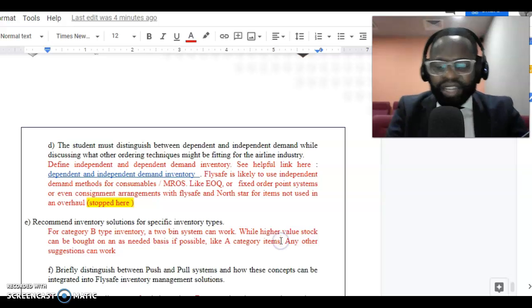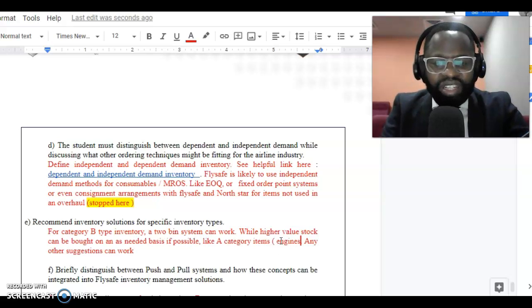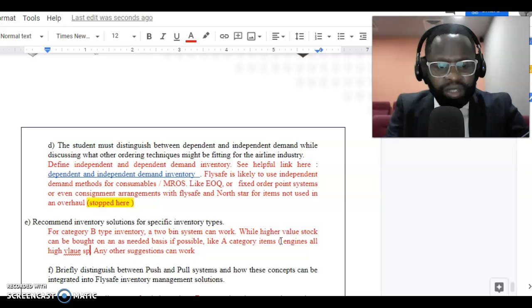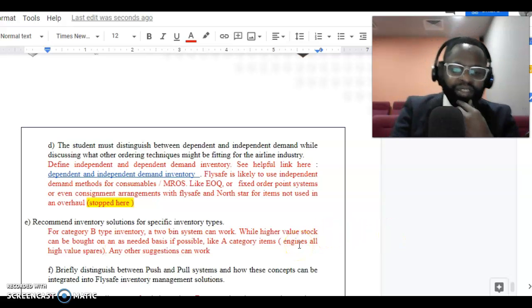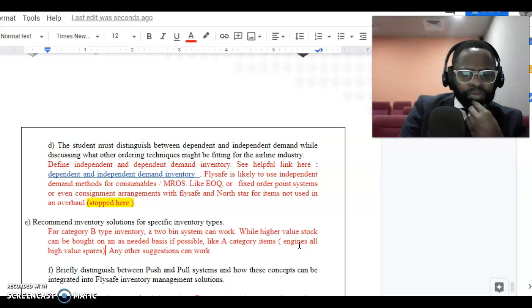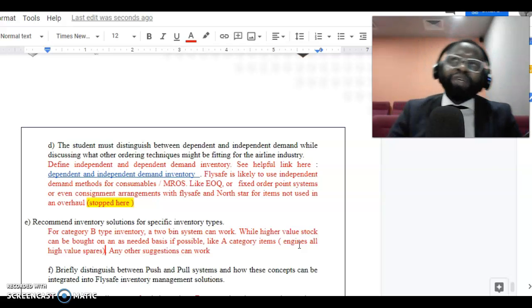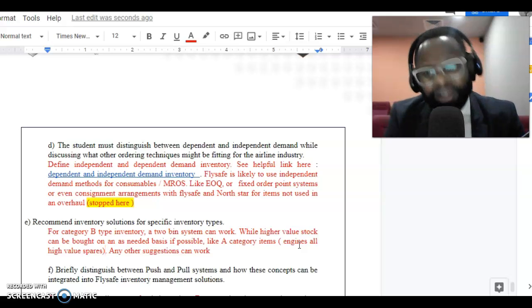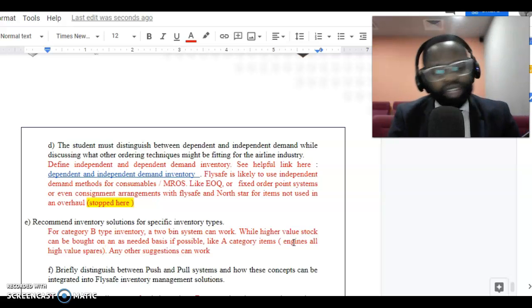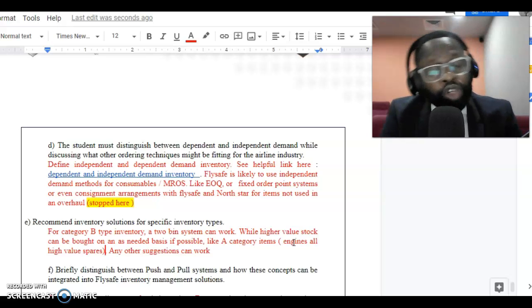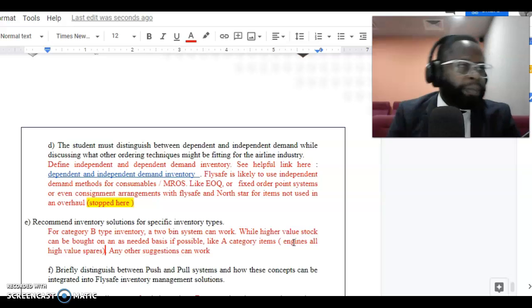So category A items are like your engines, right? Engines and all high value spares. I'm not sure if the case did mention category C. I didn't put category C, but category C is a category, and you have to find a way of addressing it. How should they deal with low value inventories? How to manage those items?